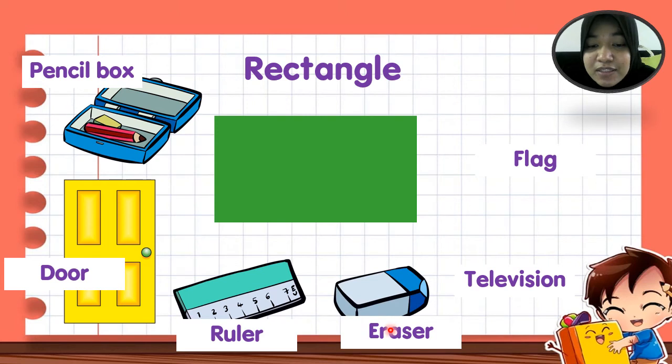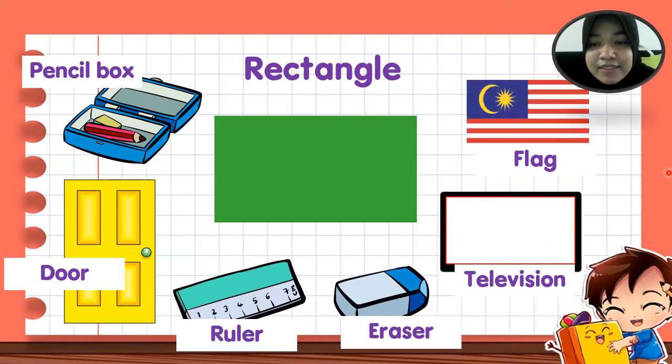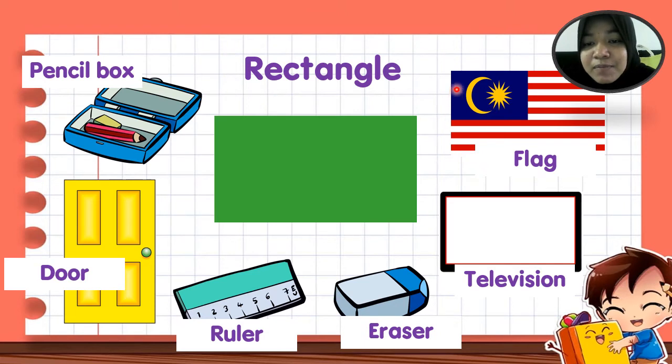Next is eraser. Okay, this one is a 2-dimension picture of eraser, but then it's still in a rectangle. Okay, next, this one. It is in your house, isn't it? It's a television. It also comes with rectangle shape. Okay, next. Yes, it is our Malaysian flag. Our proud jalur gemilang. So our Malaysian flag also comes with a rectangle. Okay, class?